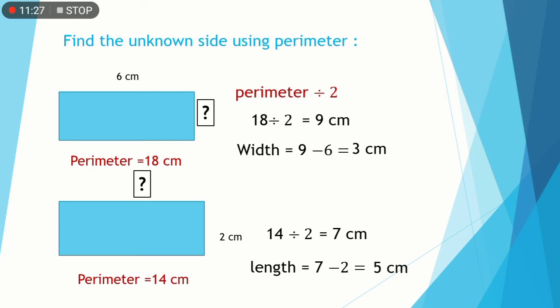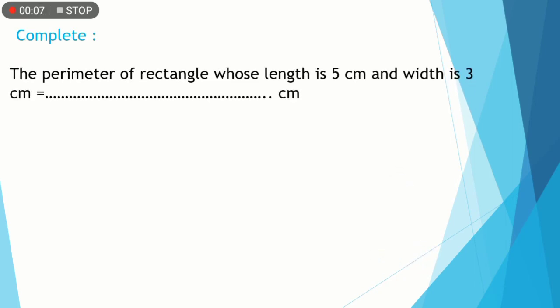If I want the width or the length, the first step is divided. The second step, I will take the answer minus the other side. Divided, minus. The next one. The first one: the perimeter of a rectangle whose length is 5 centimeters and width is 3 centimeters.